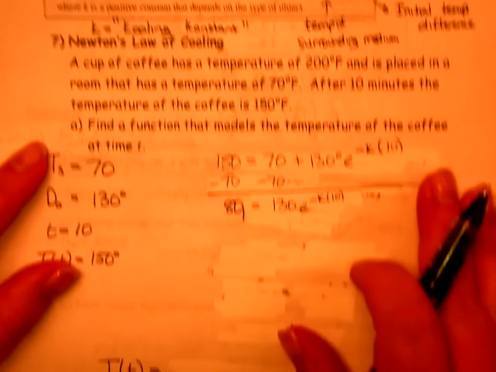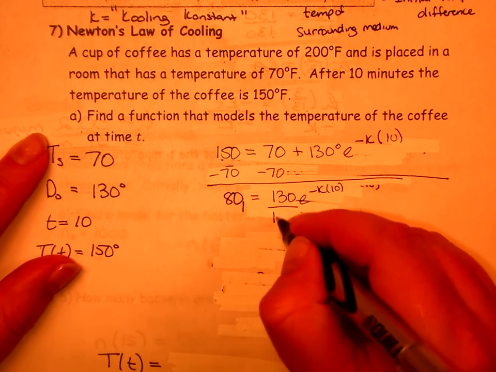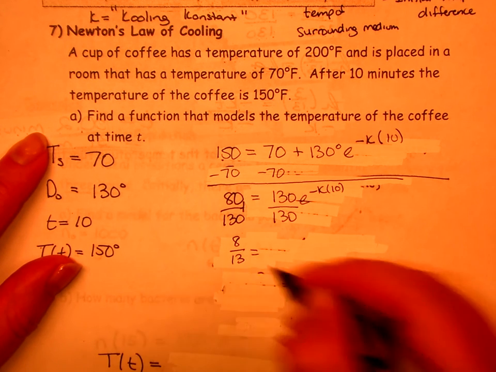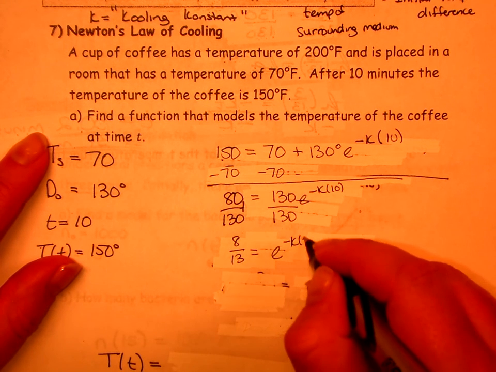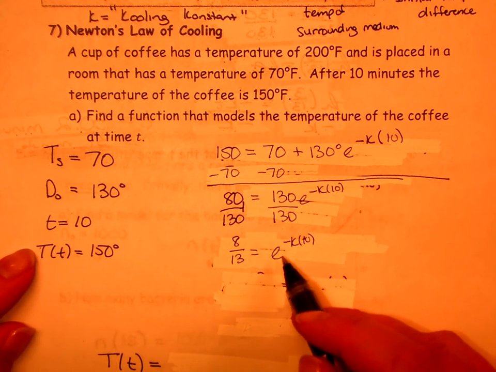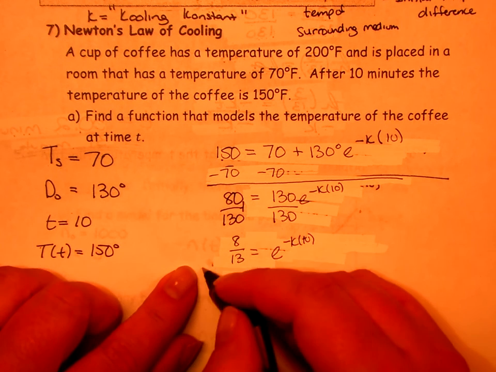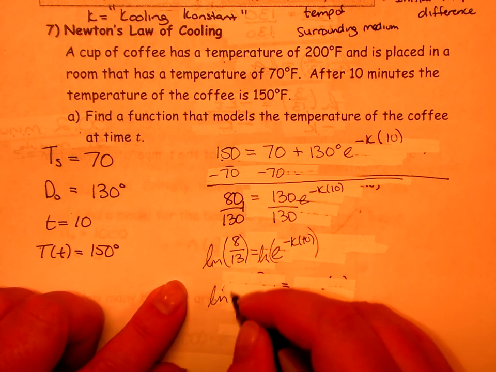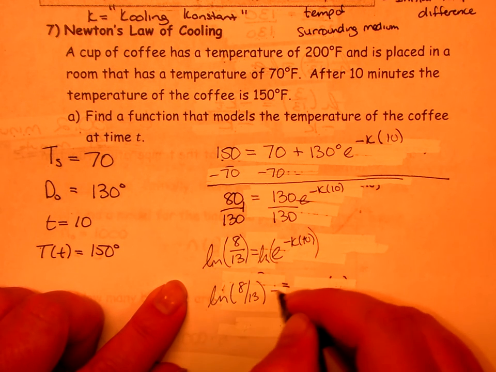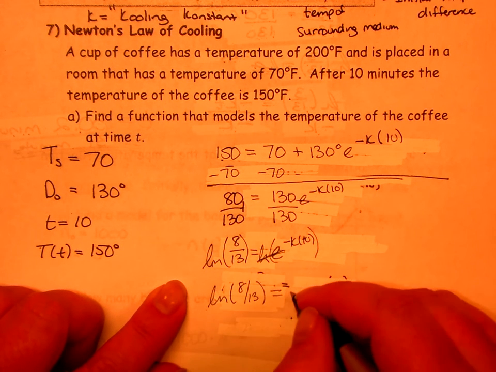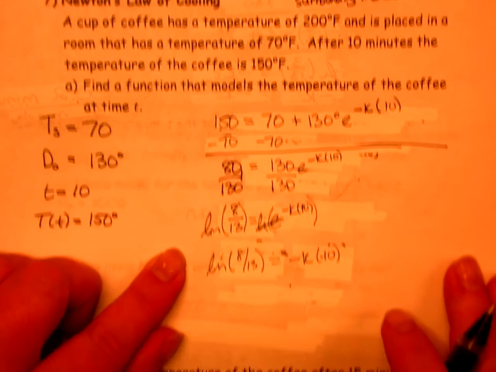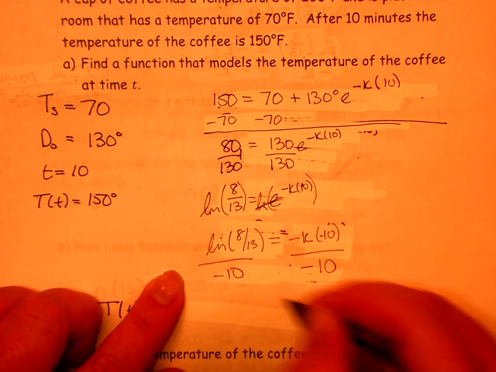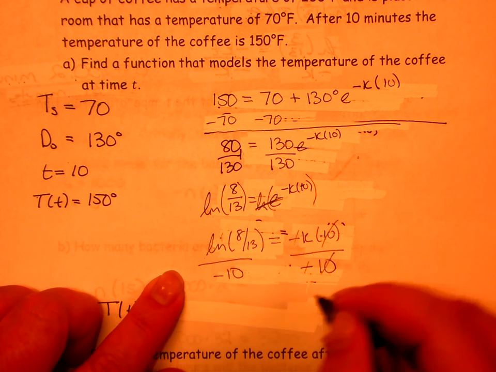And then we're going to isolate our exponential expression. So now I'm going to divide by 130. So I get 8/13 equals e to the negative k times 10, right? So now I have the exponential expression by itself, so I can take the ln of this. All right, so I get ln of 8/13 equals, ln and e will cancel, and I'm left with negative k times 10. So if I wanted to solve this for k, I'm just going to divide by negative 10. Right, that'll cancel the 10 and cancel the negative.